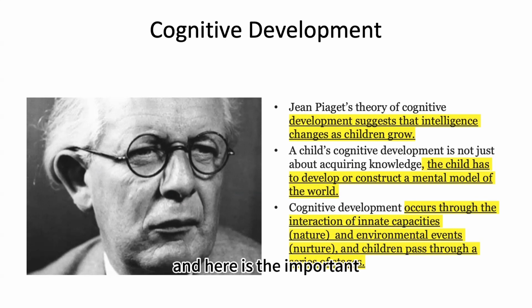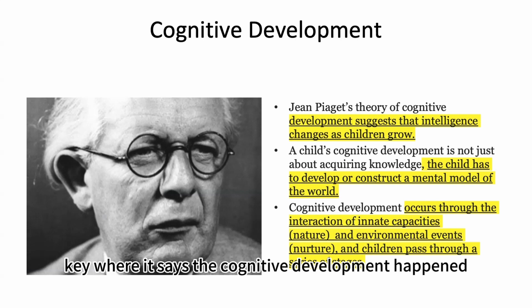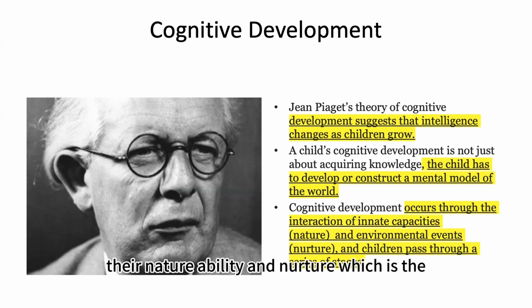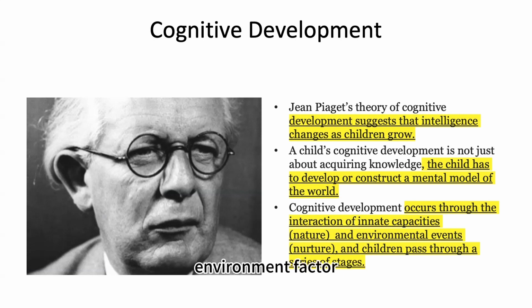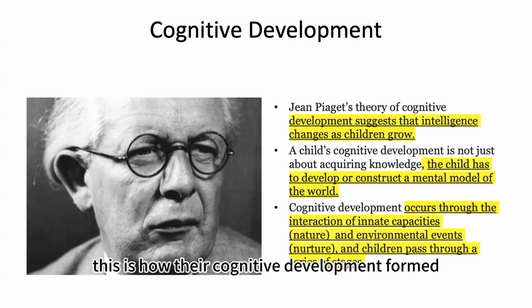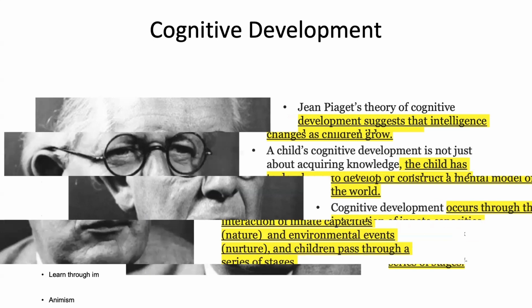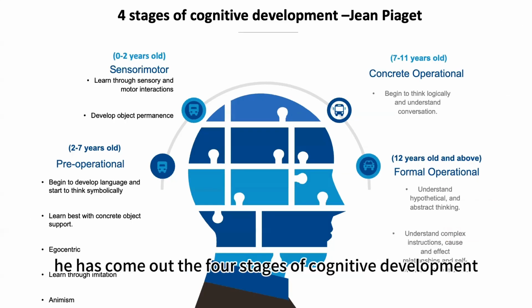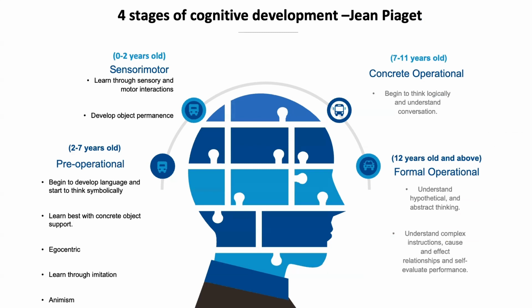And here is the important key: cognitive development happens through the interaction between their nature, which is ability, and nurture, which is the environmental factor. This is how their cognitive development forms. In Jean Piaget's cognitive development theory, he came up with 4 stages of cognitive development, from age 0 to 12 years old and above.